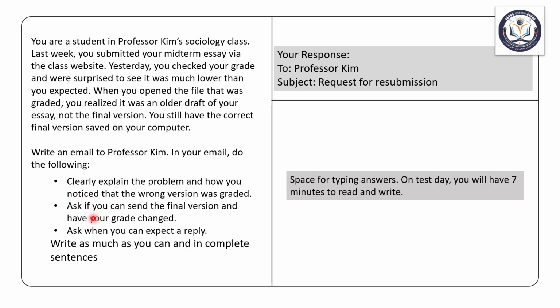The second bullet point asks us, ask if you can send the final version and have your grade changed. So this is the second thing we need to do in our email. The third is ask when you can expect a reply. So this is the third bullet point that we have. And here, as we have discussed, there's no fixed word limitation. We can write as much as we can in complete sentences. So this is what we have as the scenario of the email, the prompt we need to answer.